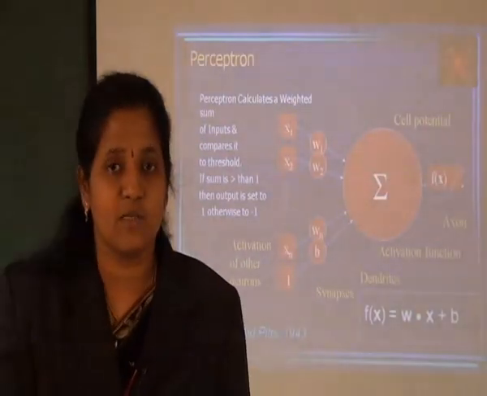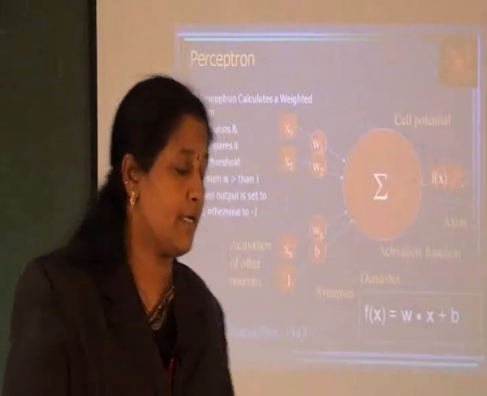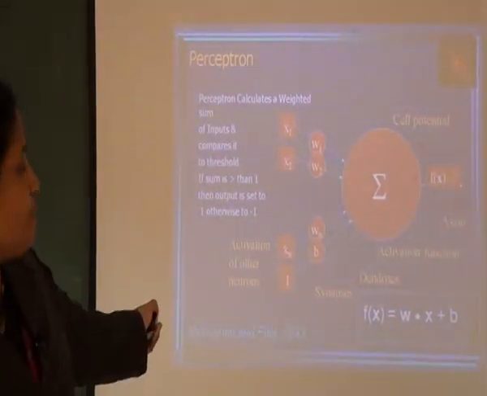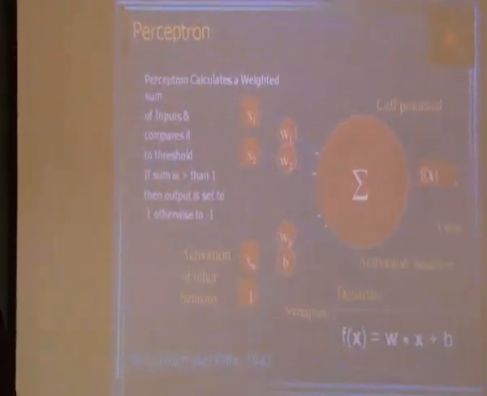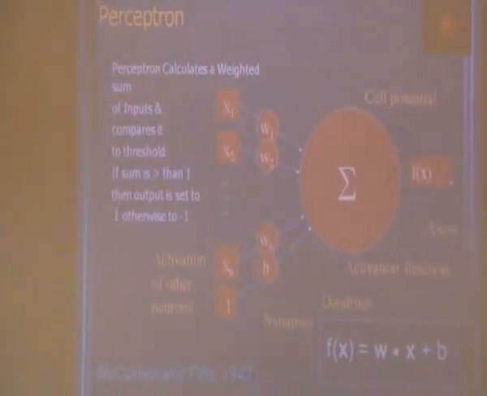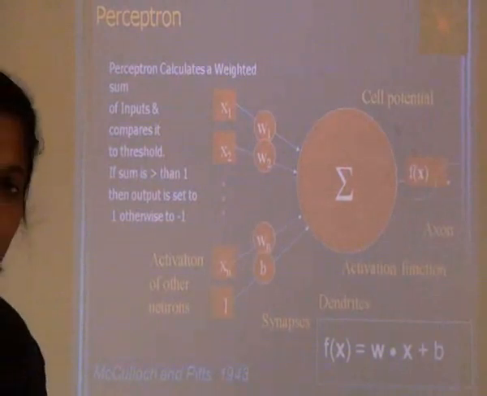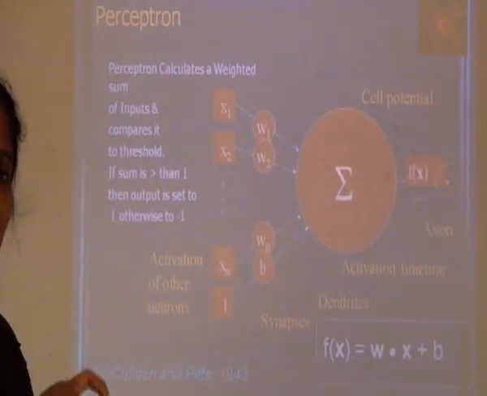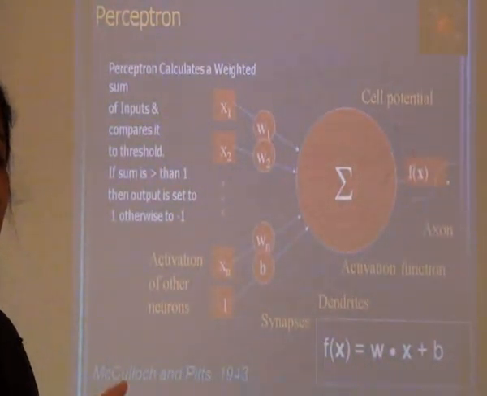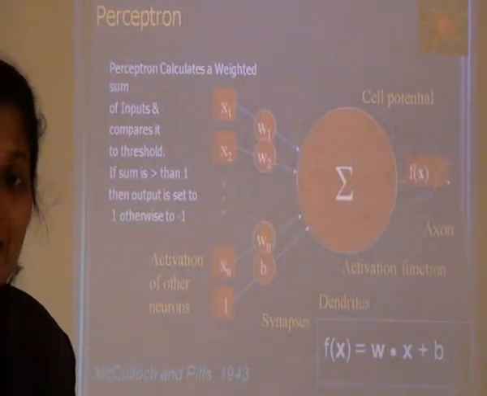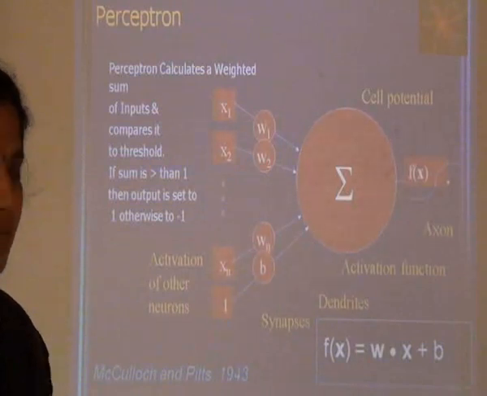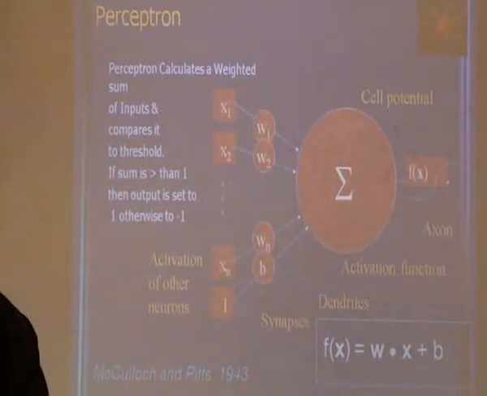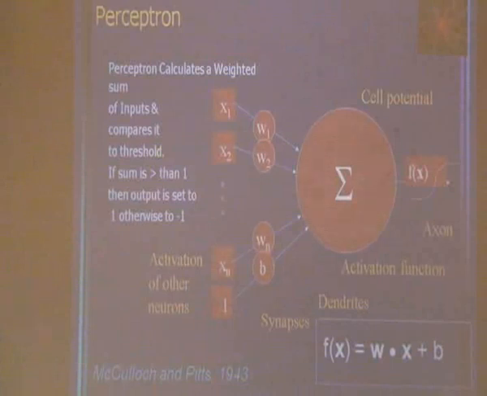So the processing unit, another name for processing unit according to McCulloch and Pitts, is a perceptron. What does the perceptron do? It takes inputs, and each input is weighted. If the sum of the weighted inputs is greater than the threshold, the neuron fires or triggers. Then the data will be passed to the next neuron.